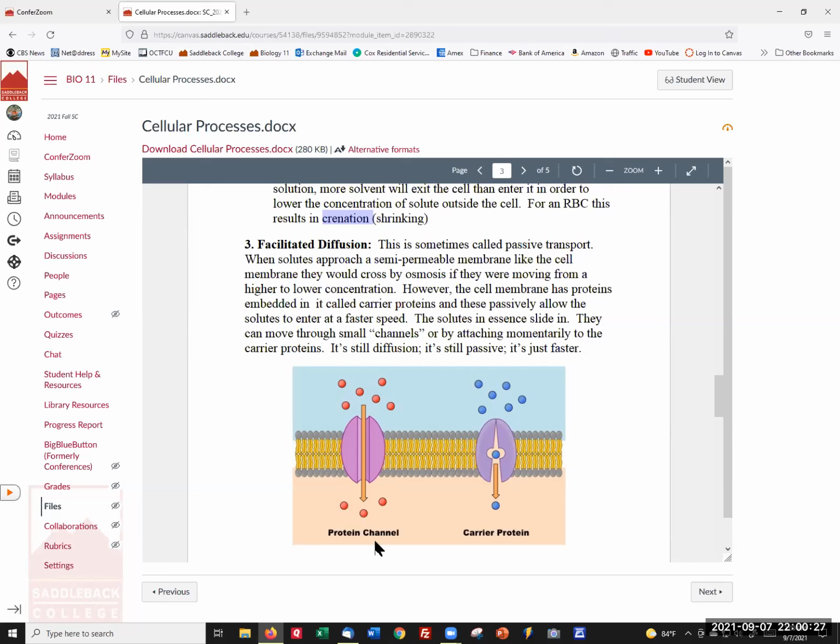But the cell membrane has what we call protein channels and carrier proteins. And each of these can facilitate the movement of a solid quickly inside. Now it's not using any energy to do this. It's a passive process.